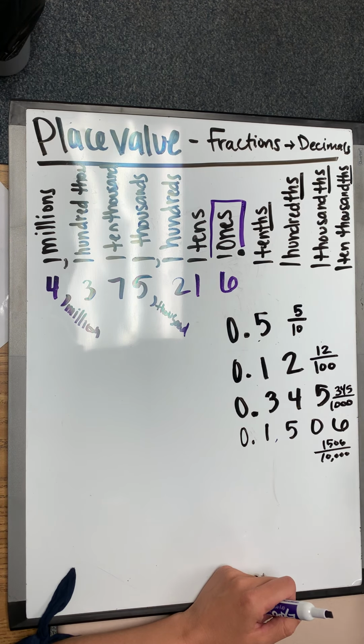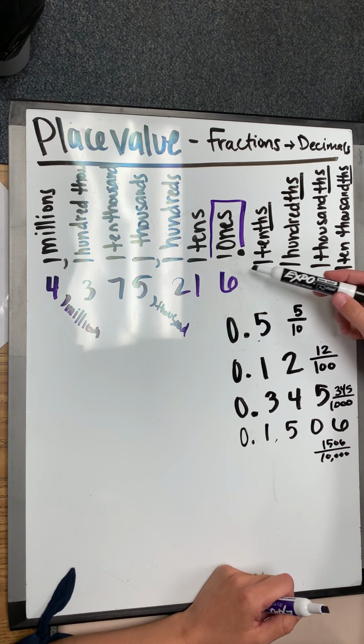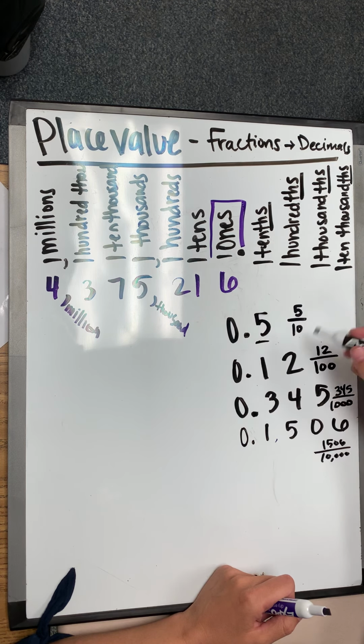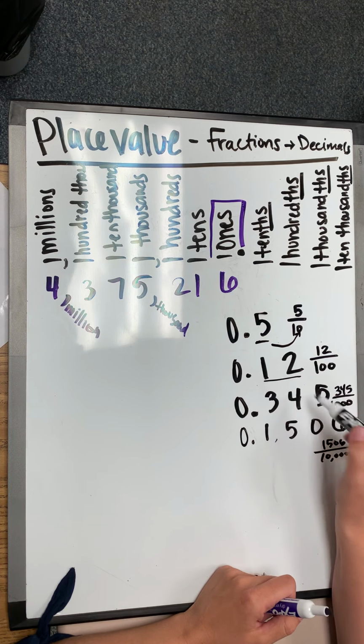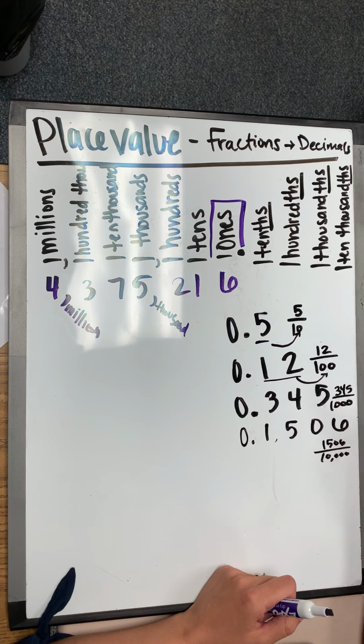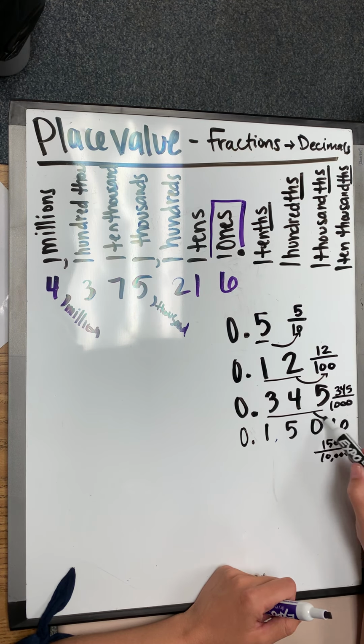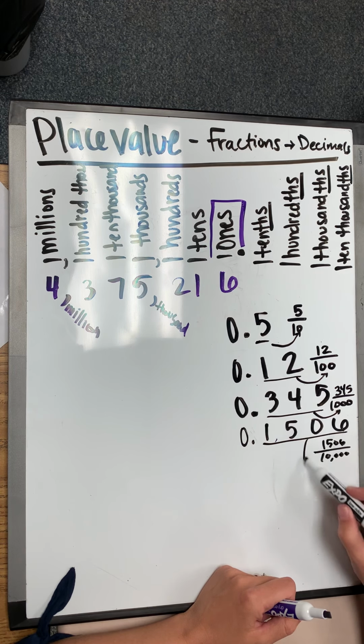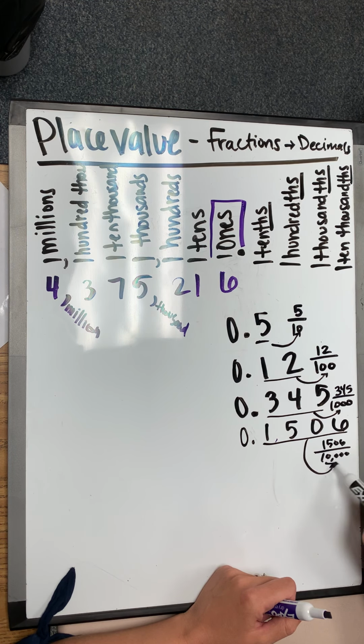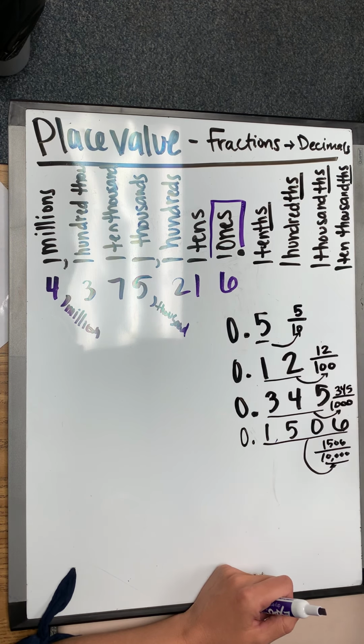What you should notice is the number of digits behind the decimal. So in this case, there was 1 digit. There was also 1 zero. In this case, there were 2 digits. There were also 2 zeros. 3 digits, 3 zeros, 4 digits, 4 zeros. So that's another little trick that you can use, turning a decimal into a fraction.